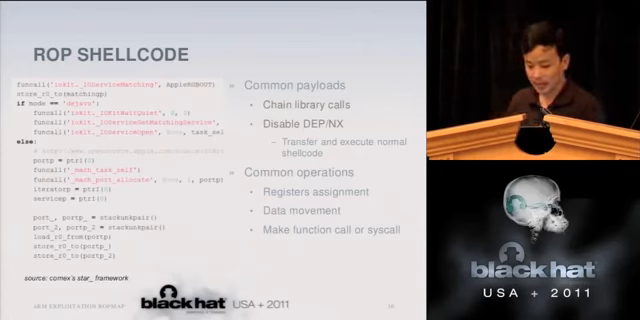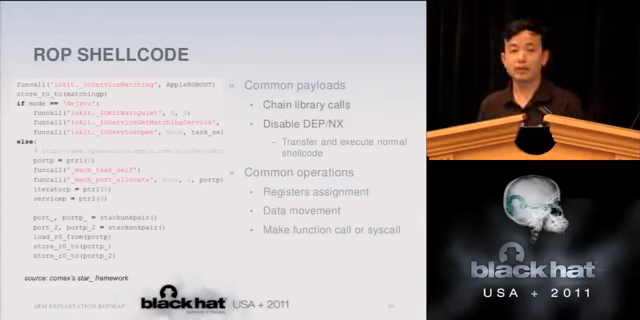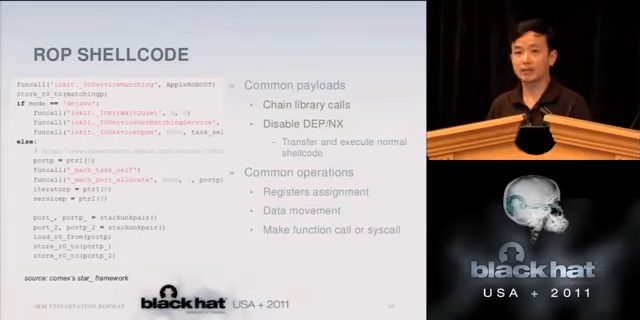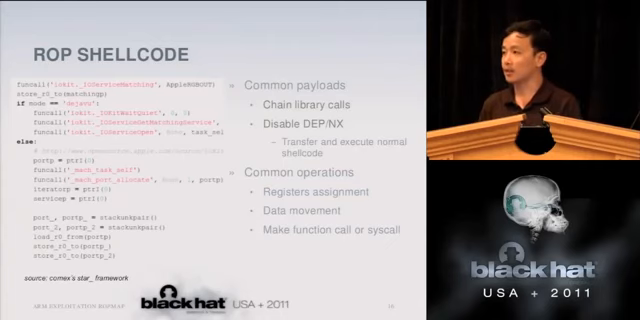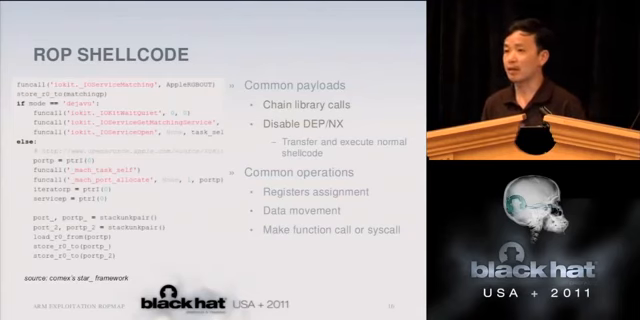And from our observation, the common operation for ROP shellcode just involves register assignment, so just loading a register with a value, and data movement, like when you want to make a parallel stack for your data preparation purpose. So you just need data movement instructions. And finally, making a function call or system call. And that's enough to write the ROP shellcode.